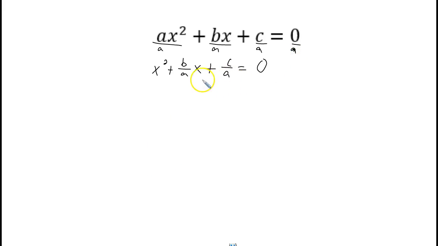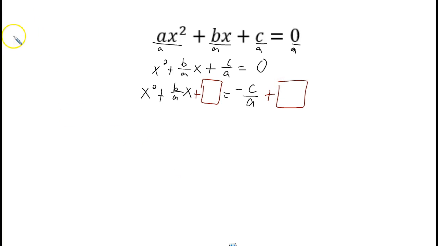Now I'm going to start completing the square, so I want the x parts on the left, x squared plus b over a x, and I'm going to have to subtract c over a to the right side. 0 minus c over a is just negative c over a. Remember to leave yourself a plus box. We don't know what's in the box yet, but we know how to find it. We come off to the side and we do b over 2 squared. Well, in this case, that's b over a divided by 2, and I'm going to make that a 2 over 1, squared.